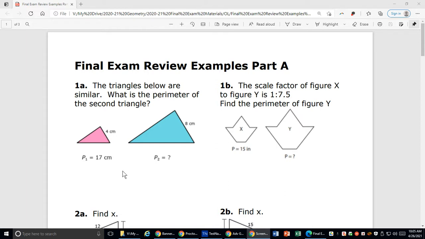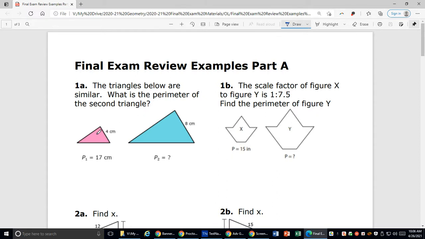Okay, so starting with 1A. The triangles below are similar. What is the perimeter of the second triangle? It does tell me they are similar, which means they have a scale factor between them. And remember, your sides and your perimeters, your S and your P in your SPA table, they match up. Now, when we did this, we didn't create the SPA table because we hadn't included area. This is way back from Unit 5. So we just noted that the perimeter had the same ratio as the sides.